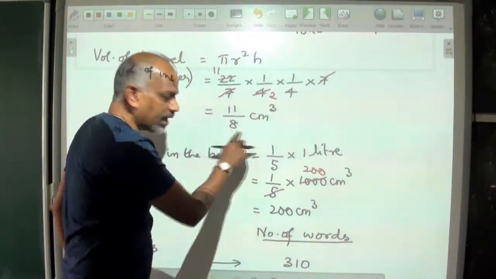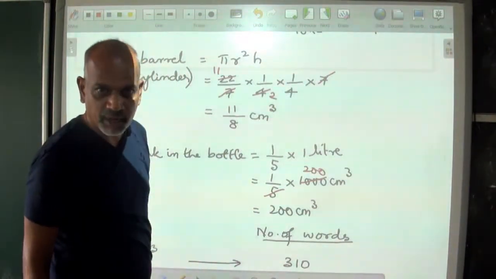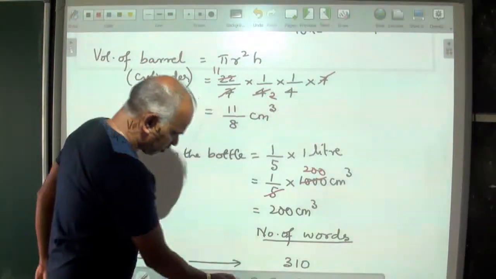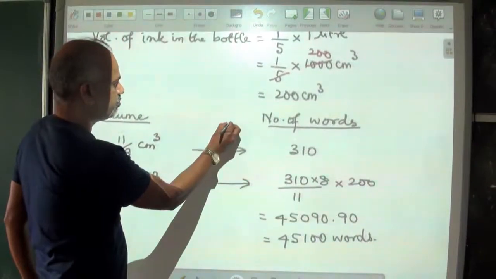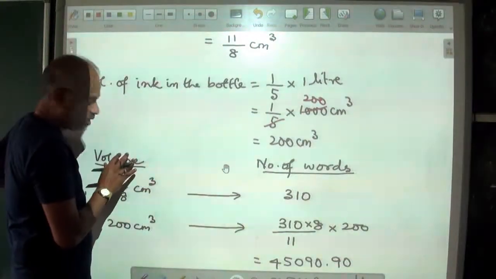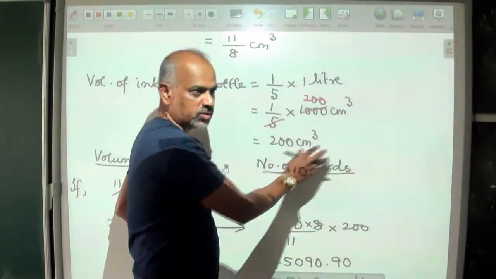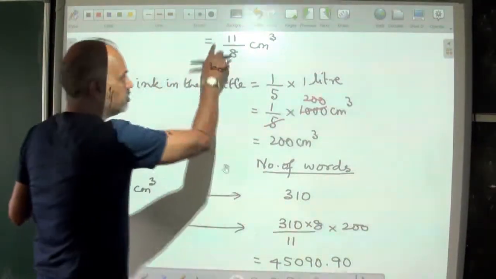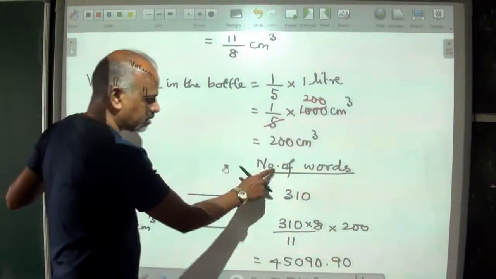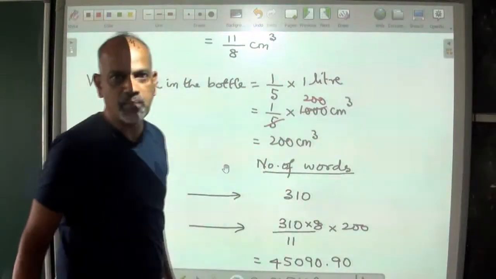This is the volume of ink that is there in the barrel of the fountain pen. This much volume can write 310 words, which means this much volume can write how many words is what you are going to find. So for this, I'll use the unitary method. Volume on this side and number of words is what we are going to find on the right side. In the first case, if volume is 11 by 8 centimeter cube, it can write 310 words. So if this is the volume of ink in the bottle, how many words can it write?